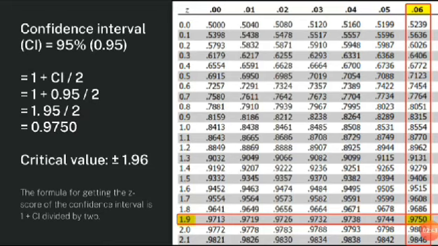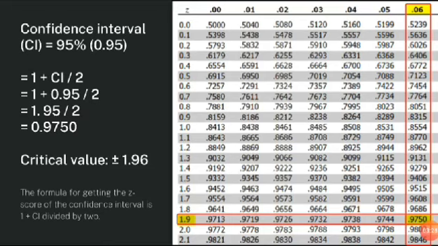Translate that into decimal form, and we'll get 0.95. The formula for getting the z-score using the confidence interval is 1 plus the confidence interval, or CI for short, then divided by 2. Let's insert our CI into the formula, and we'll be getting 1 plus 0.95 over 2. 1 plus 0.95 is equal to 1.95. Then divide that by 2 and we'll get the z-score of 0.9750. Locate that on our z-table on our right, and we'll get 0.9750.